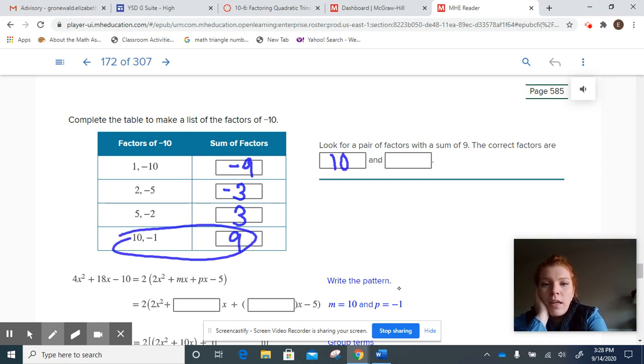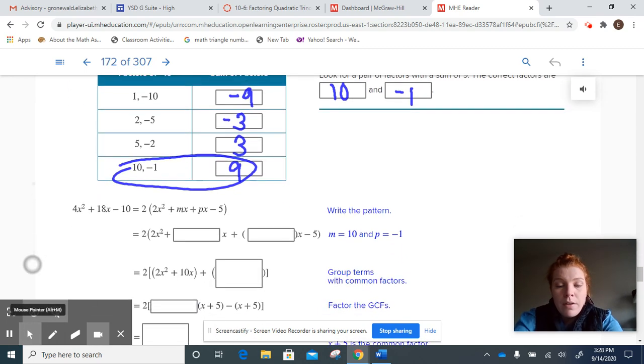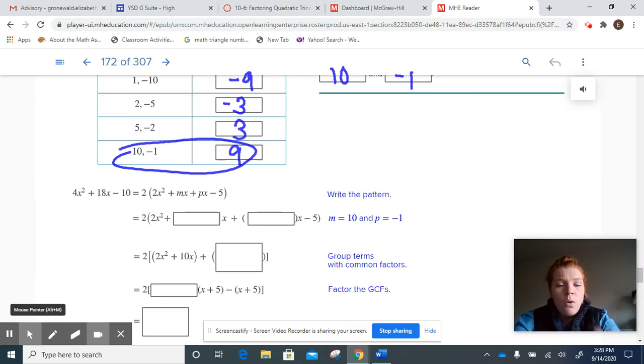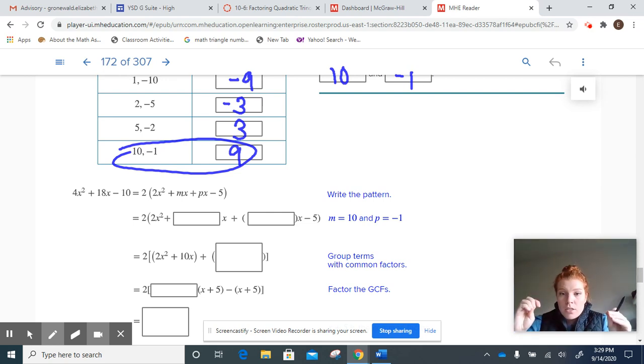So 10 and -1. And it doesn't matter which ones go first or second. You can put them in any order you want, as long as you keep them in the right places and they have the right signs with them. So here, I want to follow where they have the numbers. It looks like they put the 10 first and then the -1 last. So you're going to break apart the 9x in the middle. Instead of 9x, we're going to write it as 10x and -1x, because that makes the 9, right?